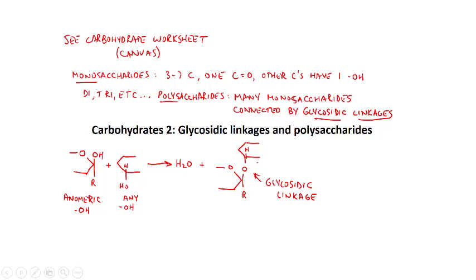So you'll notice it looks kind of like an ether. We've got carbon, oxygen, carbon. But the glycosidic linkage has a specific property. One of those carbons, at least, is an anomeric carbon. The other one may or may not be an anomeric carbon. And so glycosidic linkages link the anomeric carbon of one monosaccharide to any carbon of the next monosaccharide.